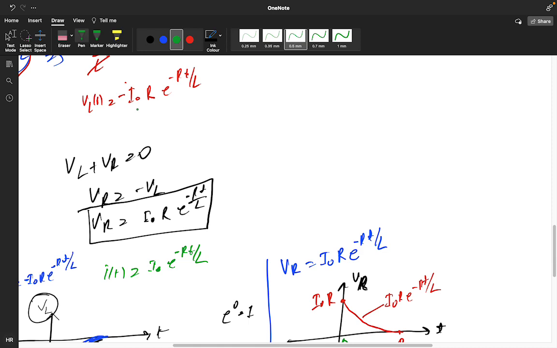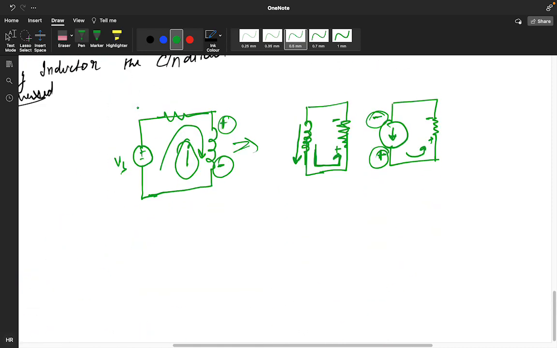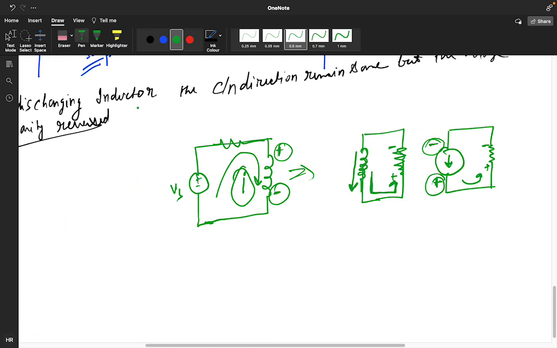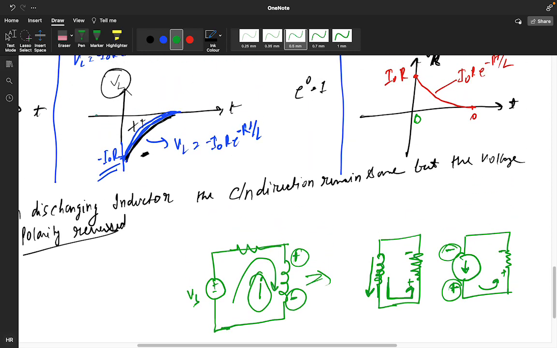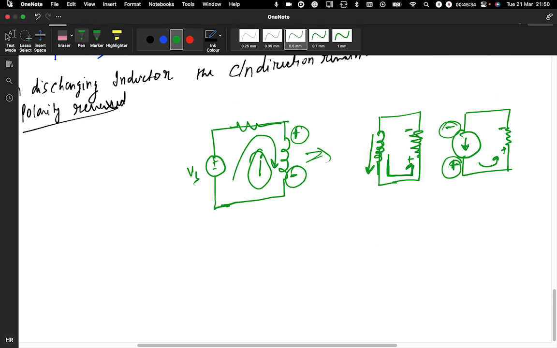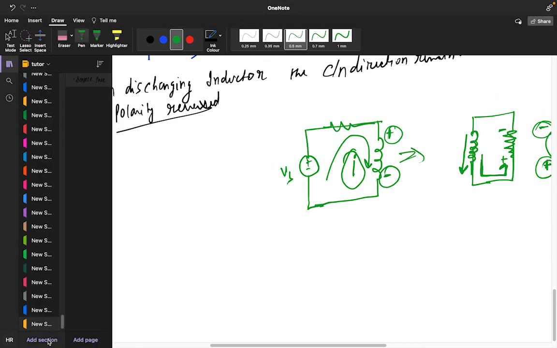Okay, but remember, this point is very much important. For an inductor, the current direction will remain the same, but the voltage polarity will get reversed, because we are getting the negative voltage, minus I naught into R e power minus Rt by L. Okay, so write the next topic, that is energy concentration.